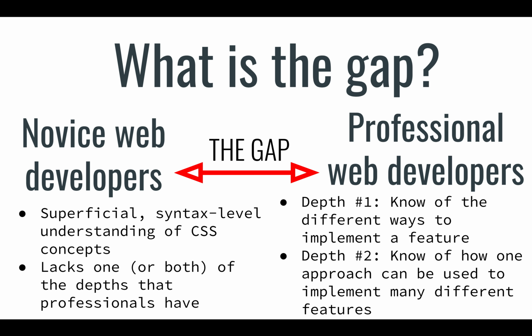The second depth that professionals have is knowing how one approach or implementation can be used to create a variety of different web features. Because at least in web development, there are lots of features that look visually very different, but are fundamentally using the same kinds of CSS attributes, or the same general idea of implementation. Now, novice web developers often have a pretty superficial syntax or code level understanding of CSS concepts, and they lack one or typically both of the depths that I have described.